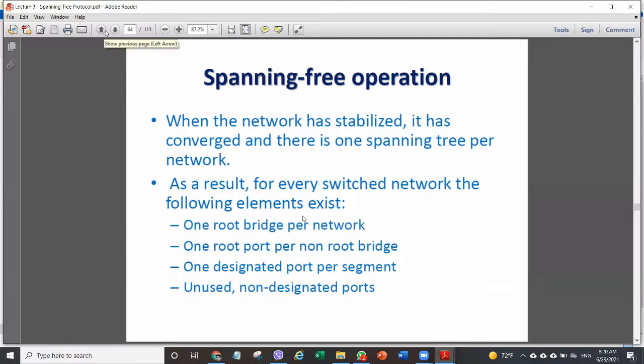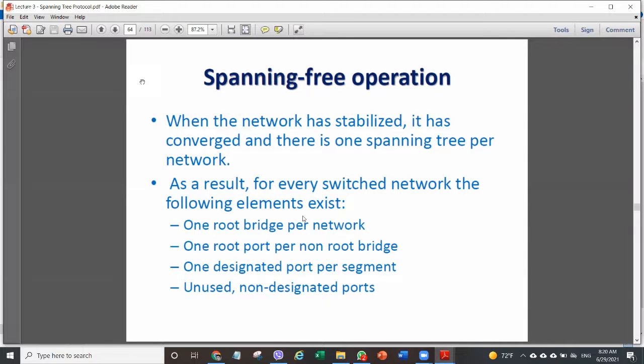So spanning tree operation. When the network has stabilized, it has converged and there is one spanning tree per network. Hope you have that understanding. Now the network is stabilized, right? With the previous diagram, it is now very much clear. No loops in the network topology, the physical topology. There are no loops.